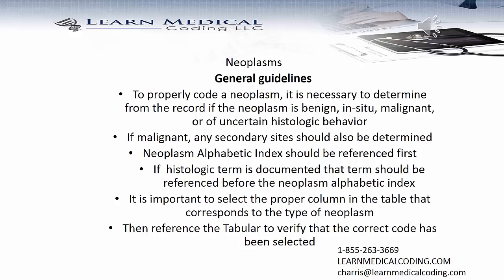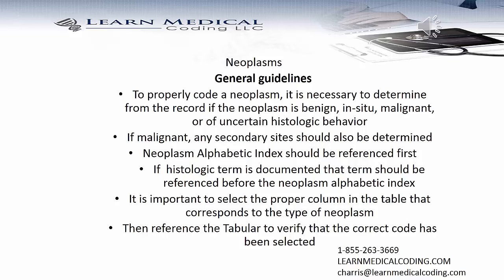If malignant, any secondary site should also be coded. Secondary sites are sometimes referred to as metastatic or metastasis. So if you ever see a metastasis tumor or a neoplasm that's metastasis, or you may see that the cancer is referred to as metastasis, that's a secondary site, which means the cancer has spread from the first site to the secondary location.